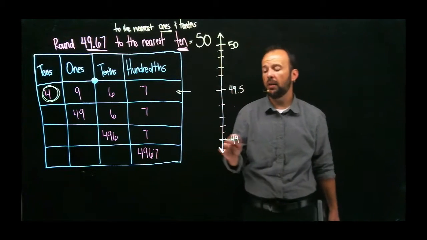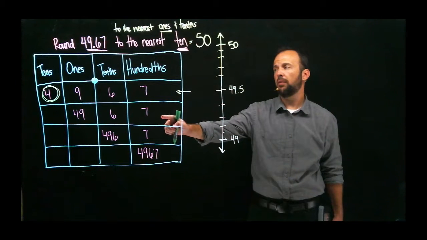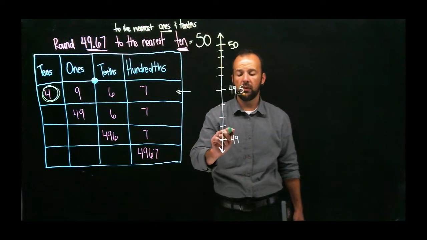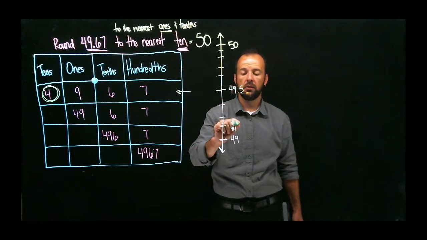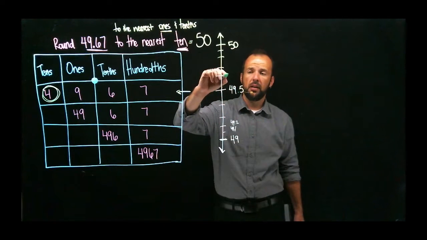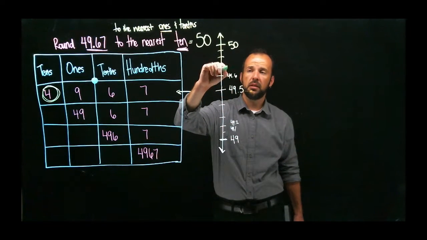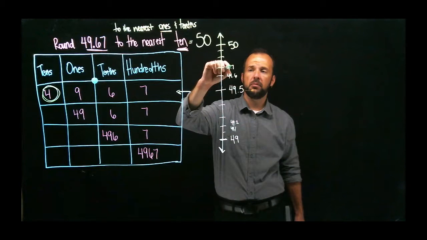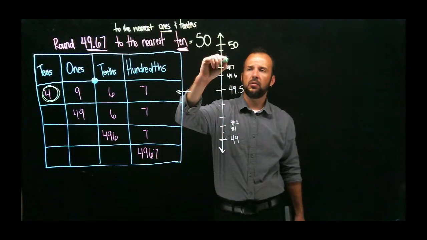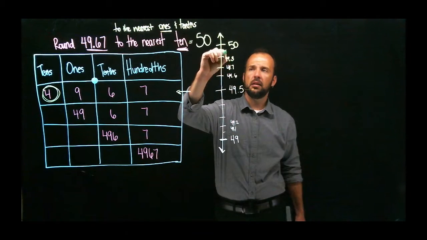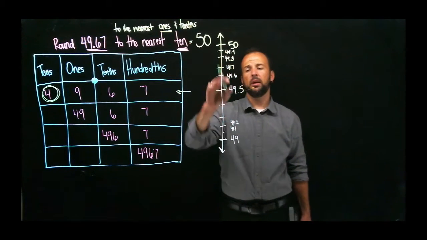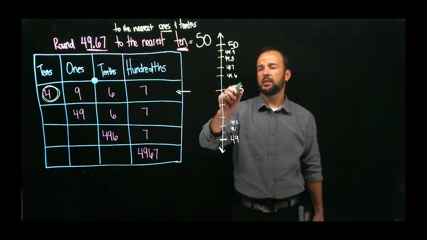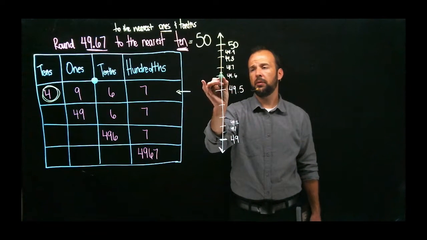All right, so looking here, we have 49 and 67 hundredths, right? That's our number. So I have 49, so this would be 49.1, 49.2, all the way up to 49.5. This would be 49.6, 49.7, 49.8, and 49.9, and then 50, right? So our number is 49.67, so we're going to fall probably right around in here somewhere.